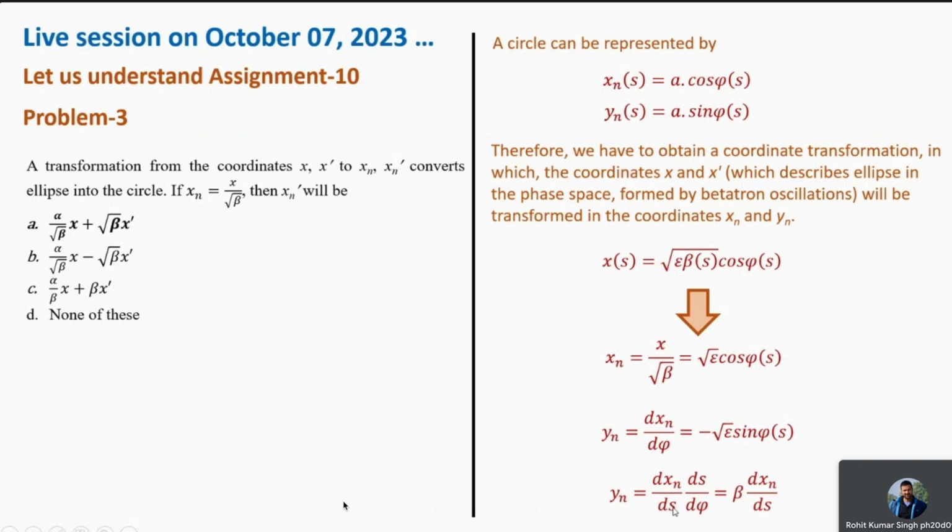Now dxn by ds, we can calculate using this relation: xn is equal to x upon root beta. So we will get a relation in y and x, and ds by d phi. This is definitely beta. This is the definition of beta, in which d phi by ds is equal to 1 by beta. So ds by d phi will give you beta. So the y new coordinate will be beta into dxn by ds. So it remains to calculate only dxn by ds.